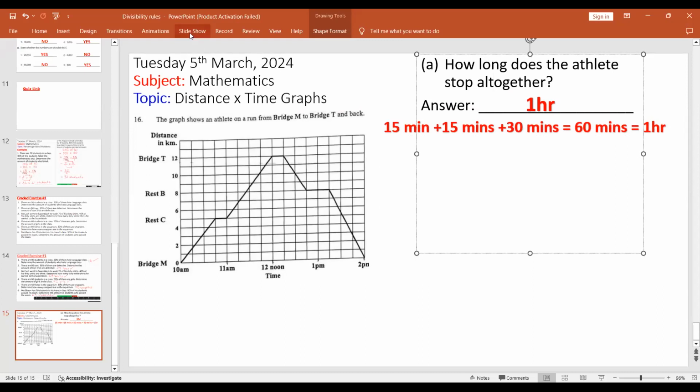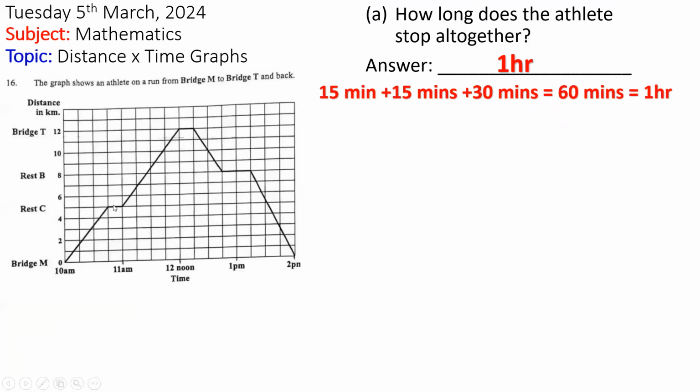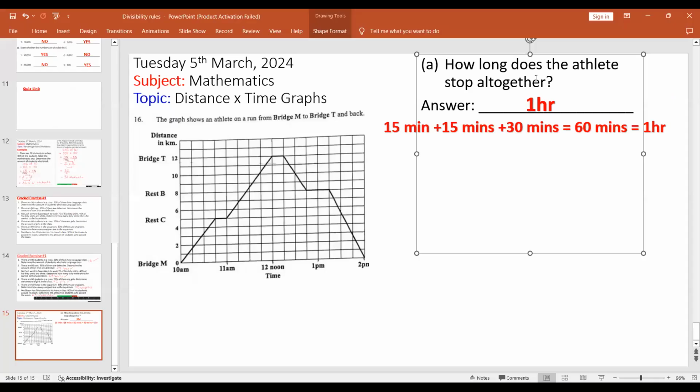Okay, so how do we get 1 hour? This portion right here is 15 minutes. This next portion is another 15 minutes. That's the resting part, so 15 plus 15 is 30. Plus this one right here is going to be another 30. So 30 minutes plus 30 minutes is 60 minutes, and 60 minutes is an hour. So that's how we get an hour for how long the athlete stops altogether. Okay, let's move on to the next question.